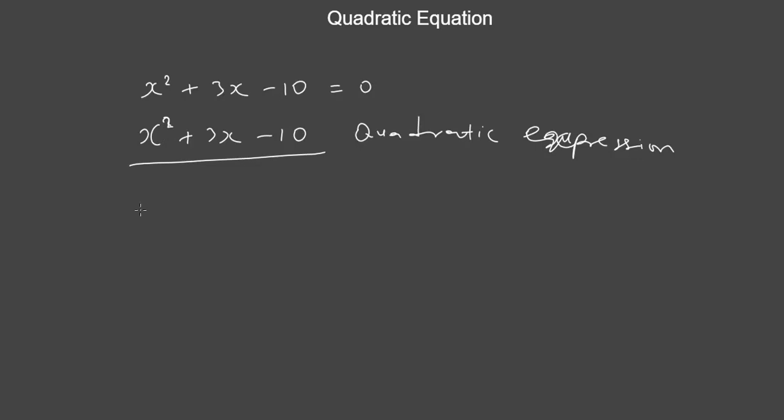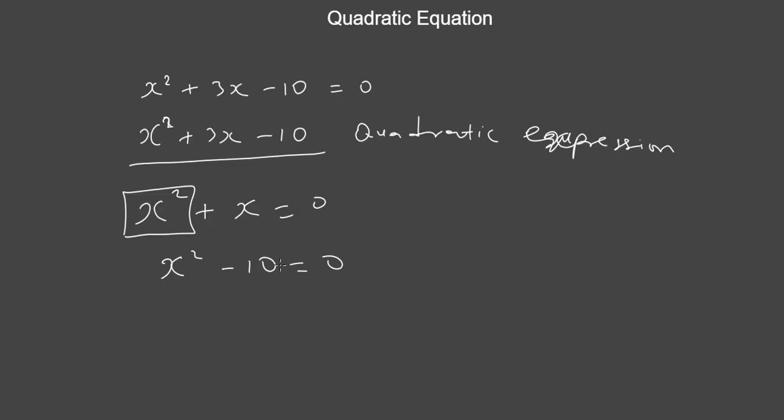So what if I have something like 2 raised to the power of x, raised to the power of 2, let's say plus x equals 0? Yeah, this is also a quadratic equation because the unknown, which is the variable, has a power of 2. What if it is something like this? x squared minus 10 equals 0. This is also a quadratic equation.